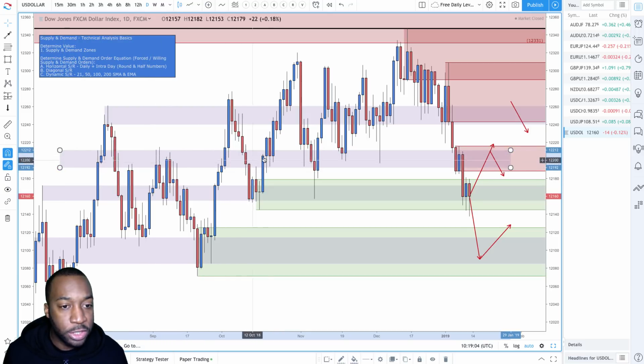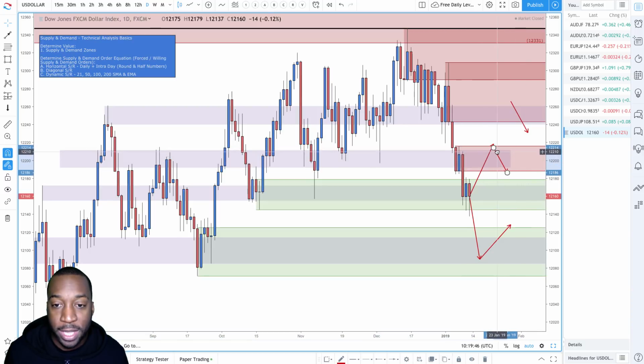So again, resistance, a bit of support there, a bit of resistance, a bit of support, again support, and then you've got some resistance there. And why do we use support and resistance and supply and demand? To really determine the supply and demand order equation, forced and willing supply orders within areas of value. So basically that goes into psychology, technical psychology, as to why there should be more supply in an area, more demand. And again, the supply and demand order equation video is in the description box below. So you've got a lot of content to watch when it comes to supply and demand. It's not just about looking at supply and demand zones and trying to trade from there. You really have to go a bit more in depth.